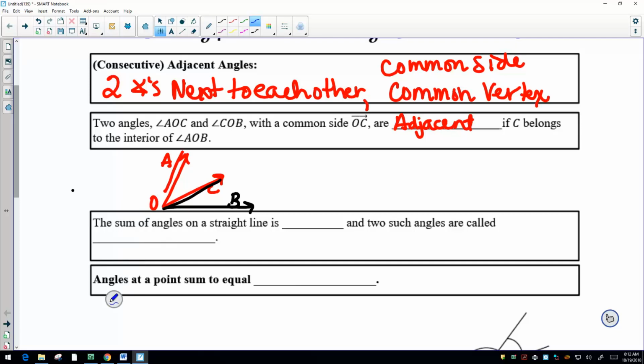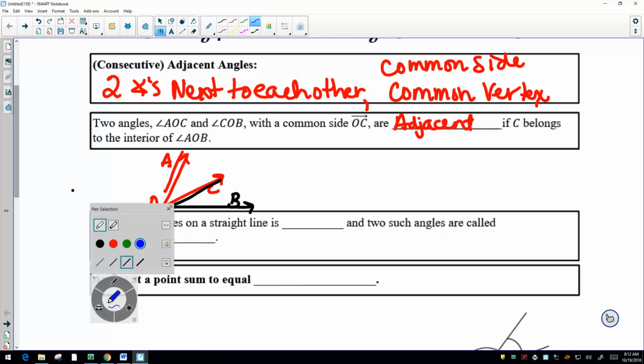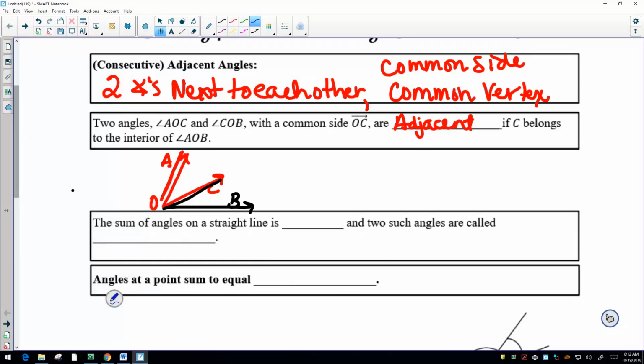Here's, try it one more time. Here's angle A to O to B. So I can see it's that whole angle, and I can see C is sitting on the inside of it.